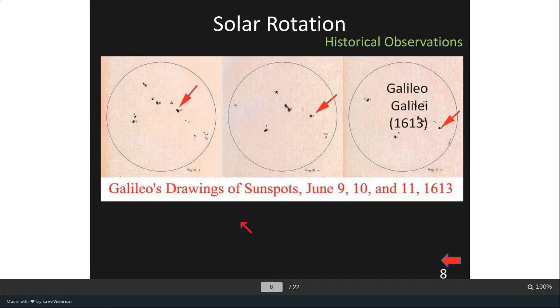This slide contains the basic information of solar rotation. Galileo Galilei was the first astronomer who measures the rotation of sun on its axis by making a drawing of sunspots from June 9 to 11, 1613. He concluded that the sunspots rotate with the same rate. That means the rotation profile of sun is rigid, according to Galileo Galilei.